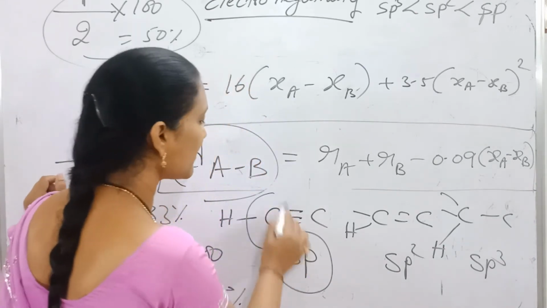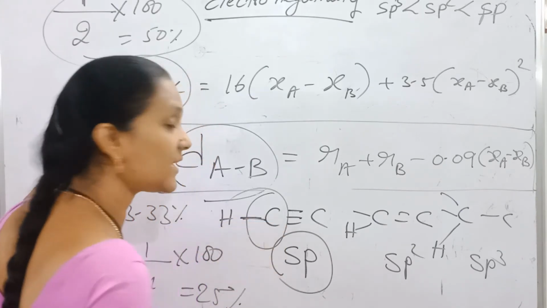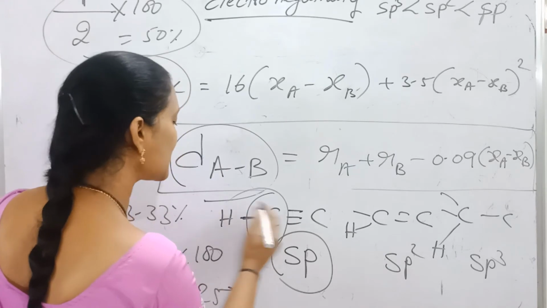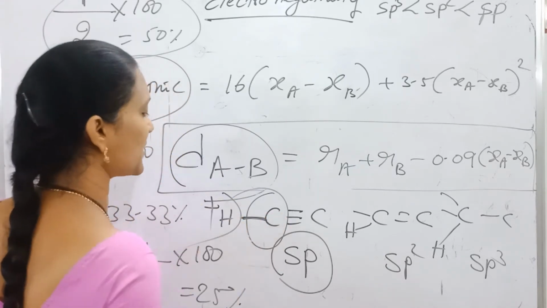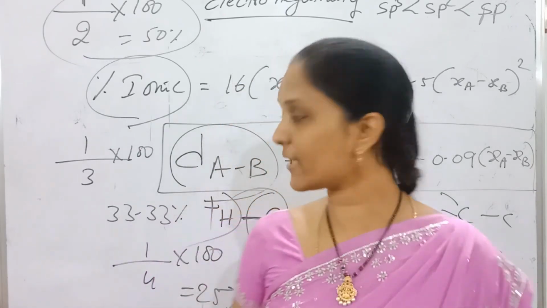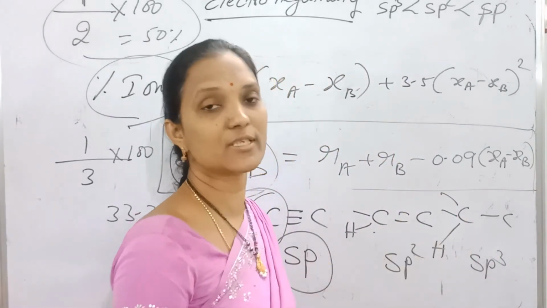Here the electronegativity of this carbon is more. Electronegativity is more means the attraction of this bond pair towards itself is more. If this attraction of the bond is more, it is ready to lose H plus. If anything loses H plus, it is acidic in nature. So alkynes lose H plus; alkenes do not lose H plus like that.